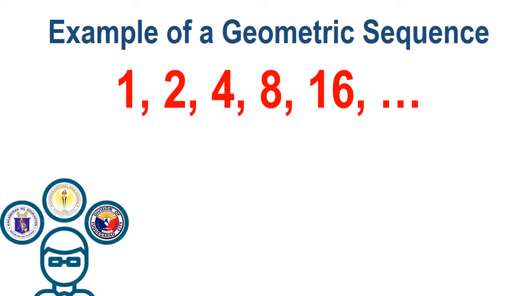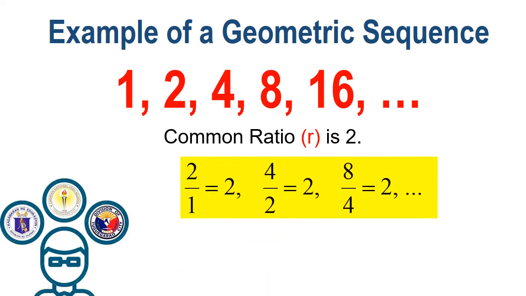This also implies, class, that 2 is the ratio common to each pair of consecutive terms. That is, 2 divided by 1 is equal to 2, 4 divided by 2 is equal to 2, 8 divided by 4 is equal to 2, and so on. This is why the constant multiplier in a geometric sequence is called the common ratio. The small letter r, class, is used to denote the common ratio.